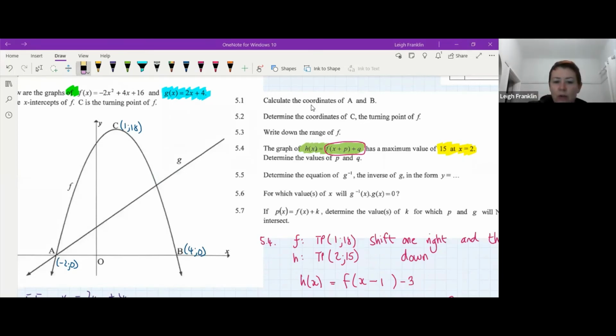So for which value or values of x will g to the minus 1 of x times g of x equal 0? Okay, so instead of me telling you, I want you to tell me, matrix, what does that mean? Can anyone tell me?